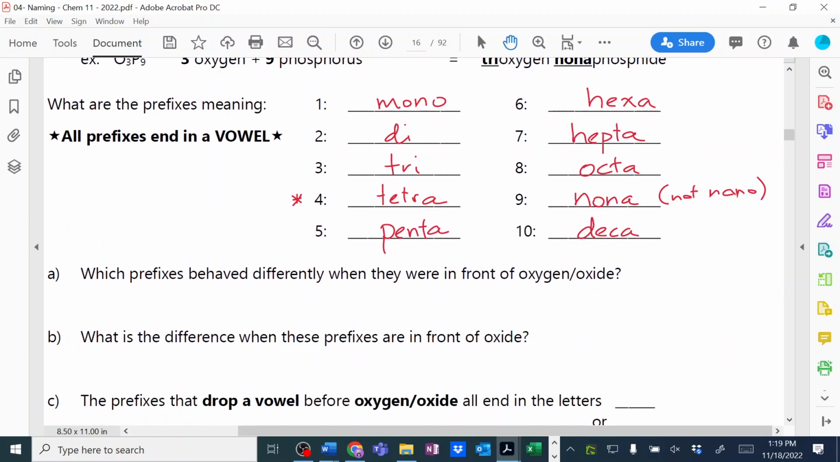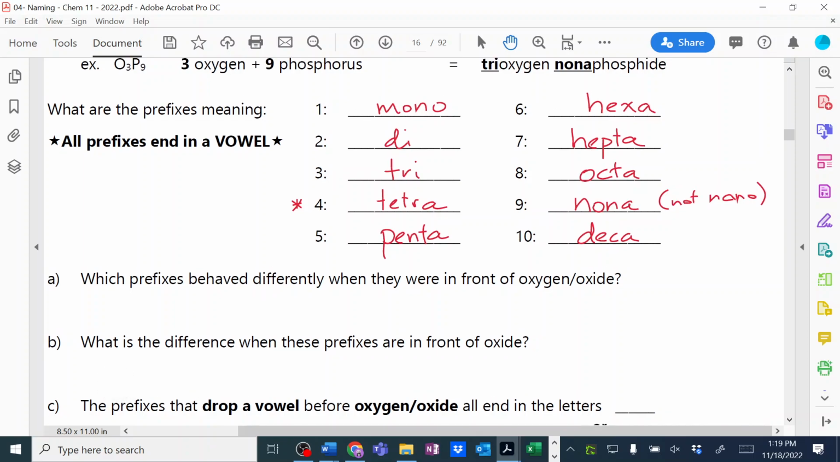Now, which prefixes behave differently when they're in front of oxygen or oxide? Out of all of these, does mono change? Mono just becomes mon. What's the next one? Tetra becomes tetr. Penta becomes pent. Hexa becomes hex. Hepta becomes hept. Octa becomes oct. Nona becomes non. And deca becomes dec.